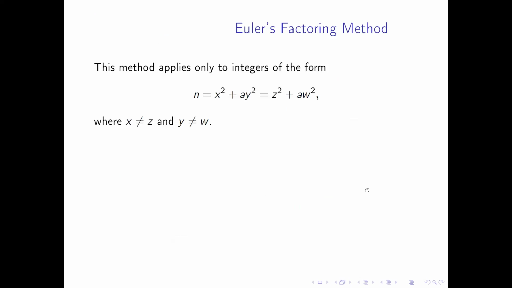Euler came up with a different way, but it only applies to integers that can be written as x squared plus a y squared equals z squared plus a w squared. In other words, I can write it with this same a, but different x, y, z, and w. That is the big deal. So this only works for integers that I can write in this form.